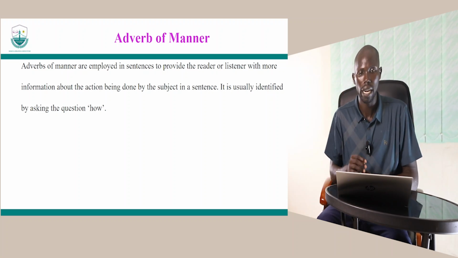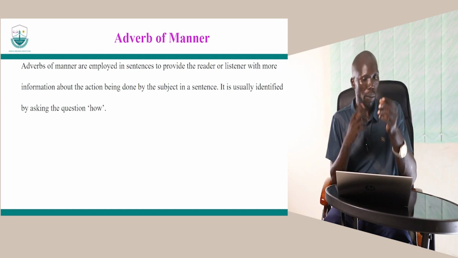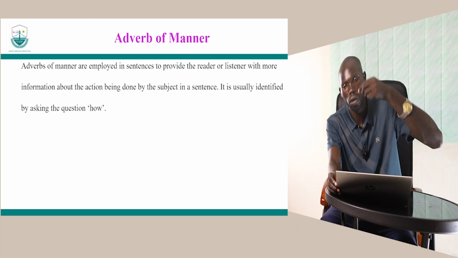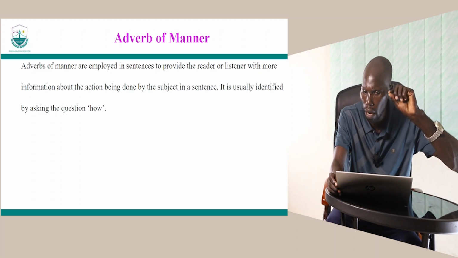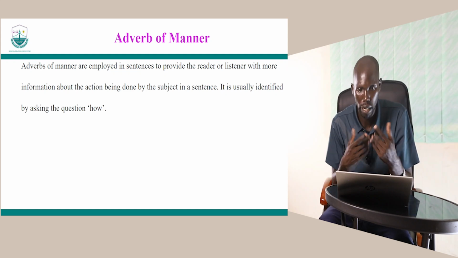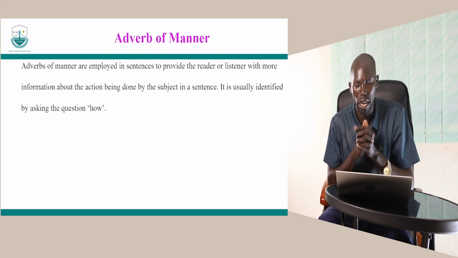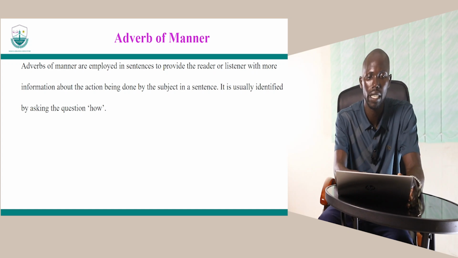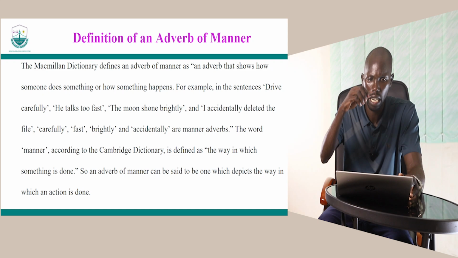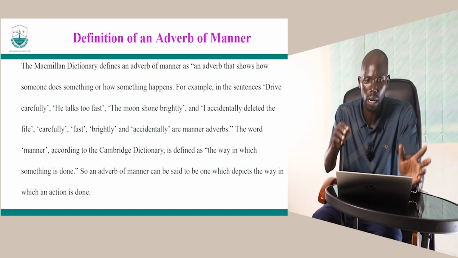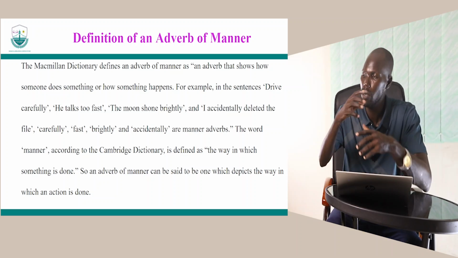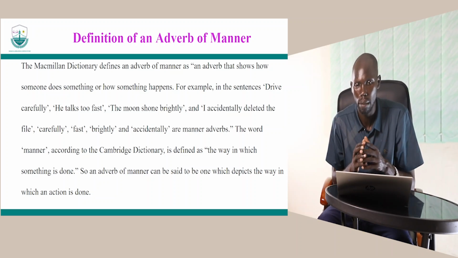How did it occur? In this case, your focus is on a process, possibly. So if you would want more information provided to the reader or the listener on how some action was done by the subject, then dive with me into the understanding of what adverbs of manner are and what they do in a given sentence. Now, the Macmillan Dictionary defines an adverb of manner as an adverb that shows how someone does something or how something happens.